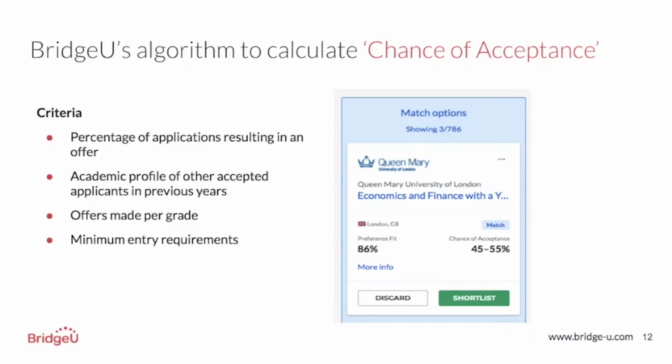Therefore, we have a set of criteria in our algorithm to calculate the chance of acceptance. The percentage of applications resulting in an offer, which is taken from the previous 3 years of applications to the university that have been successful. The academic profile of these successful applicants, so what sort of grades did they get? Offers made per grade, and minimum entry requirements. I will go in a bit more detail now to show you how we use this criteria for the US compared to the UK.